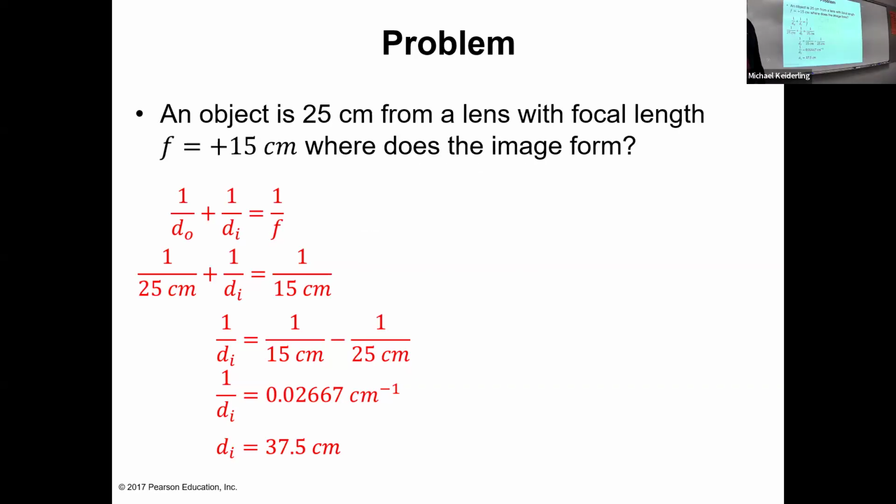Much like when you're doing resistance in parallel, things like that. That was chapter 26. Any questions about that? And now lastly, we have chapter 27.